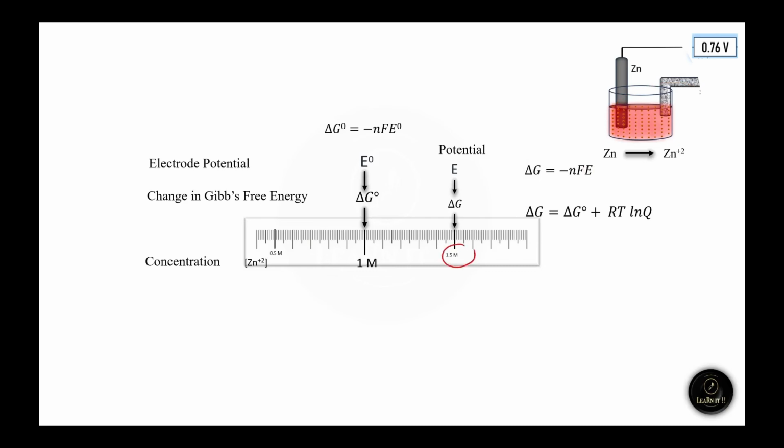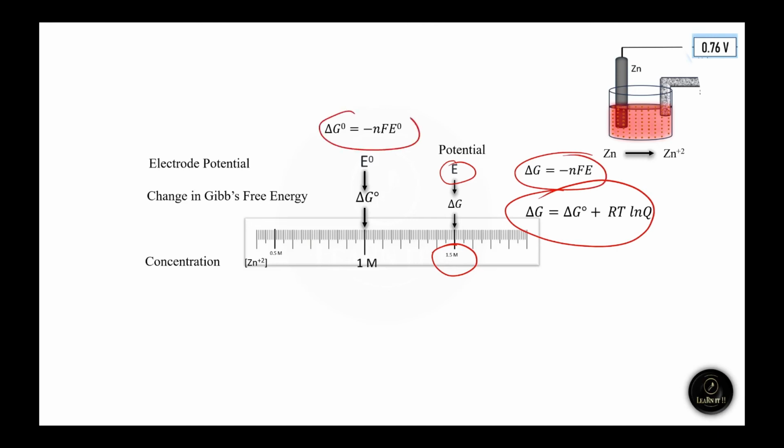So by knowing this, we can calculate this. By knowing this, we can calculate this. But is there any relationship that by knowing this, we can calculate this, or by knowing this, we can calculate this? So we can calculate it, or we can derive the relationship between the electrode potential and concentration of the electrolyte. How to derive it? By using this relationship and this, and also this.